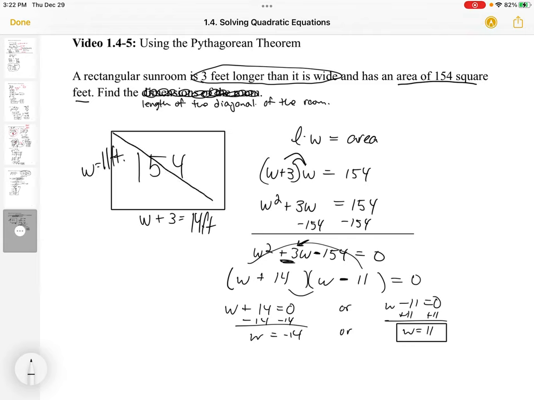So here's the diagonal of the room. You can see this is a rectangular room that's 11 by 14. So let's just draw that right here. We have 11 by 14. There should be a right angle right there, and I am looking for the diagonal.